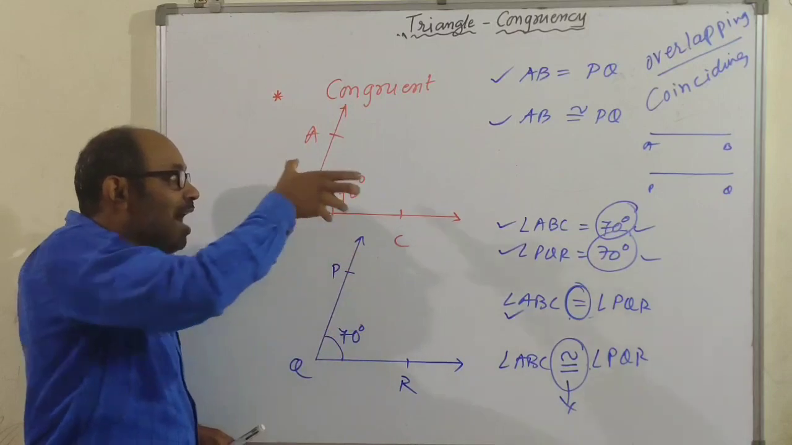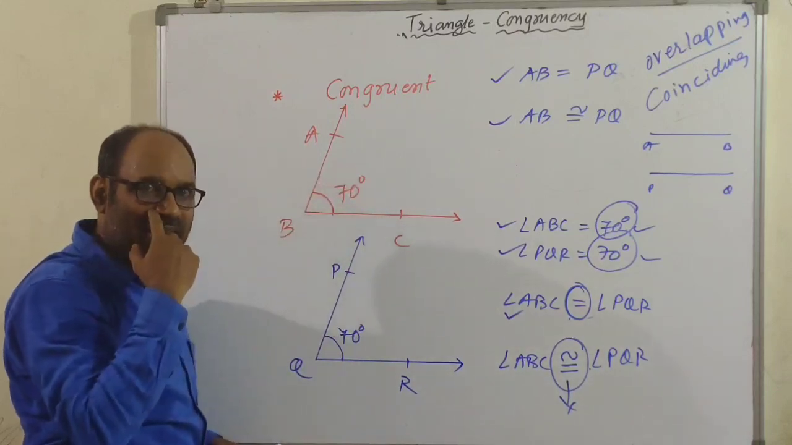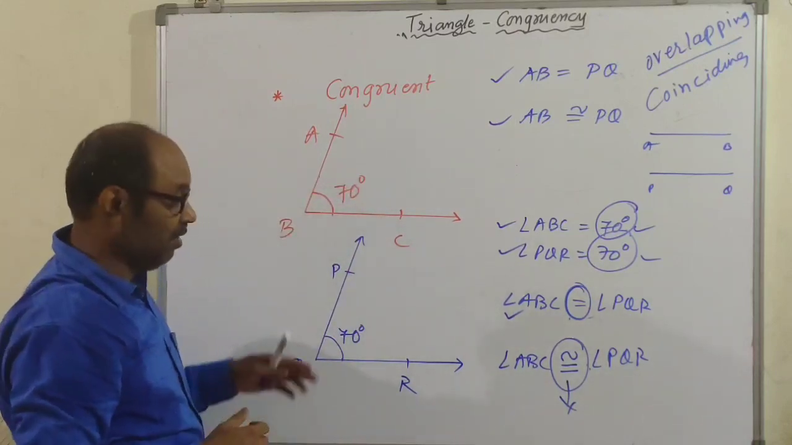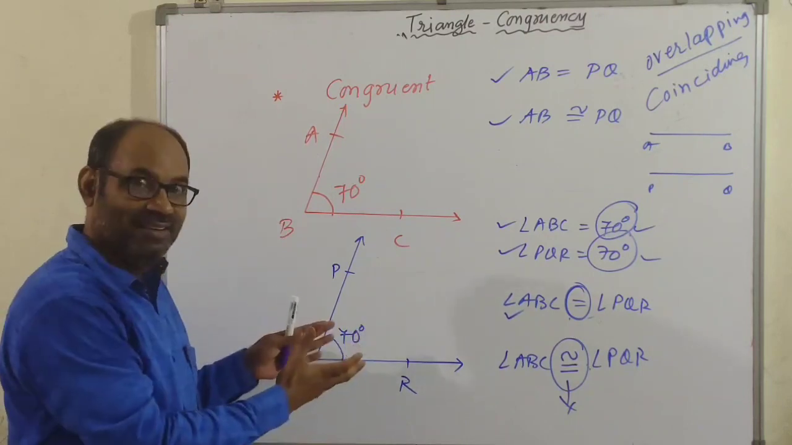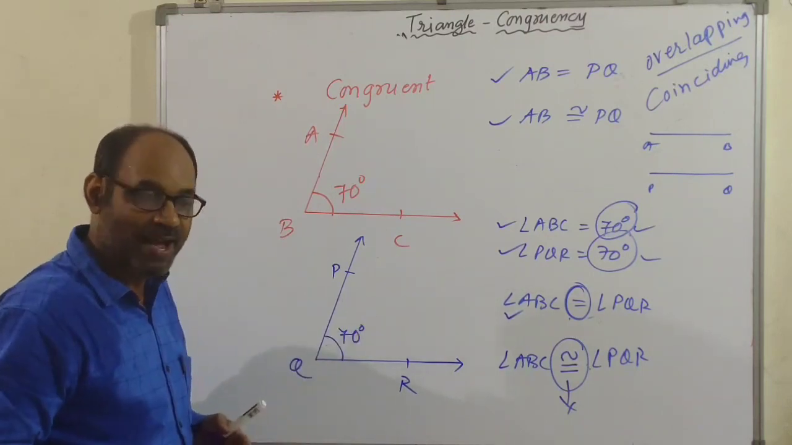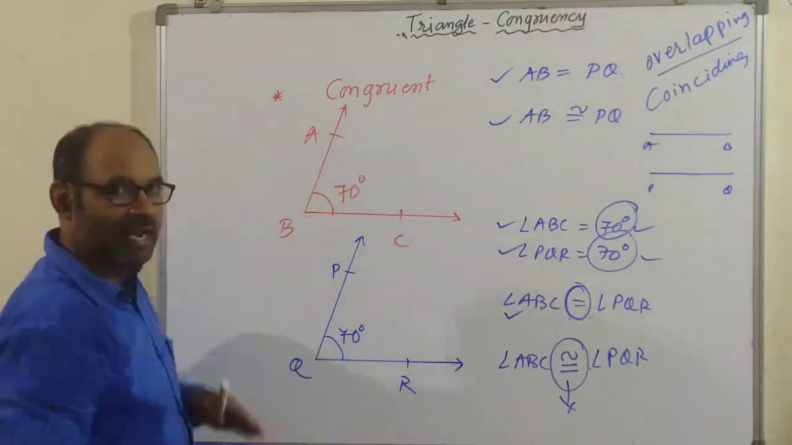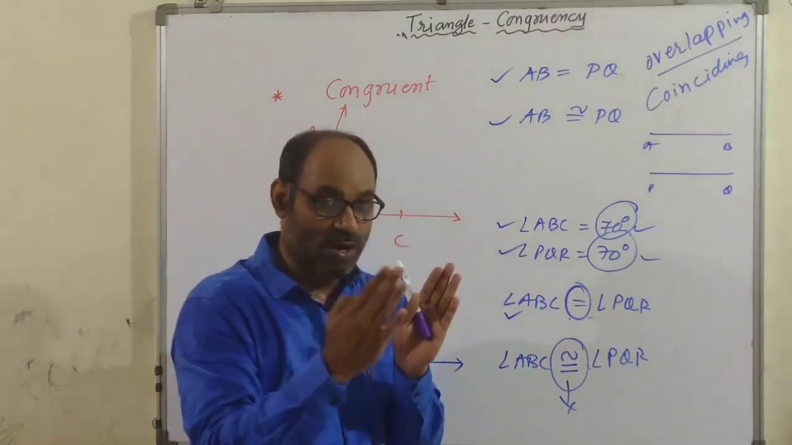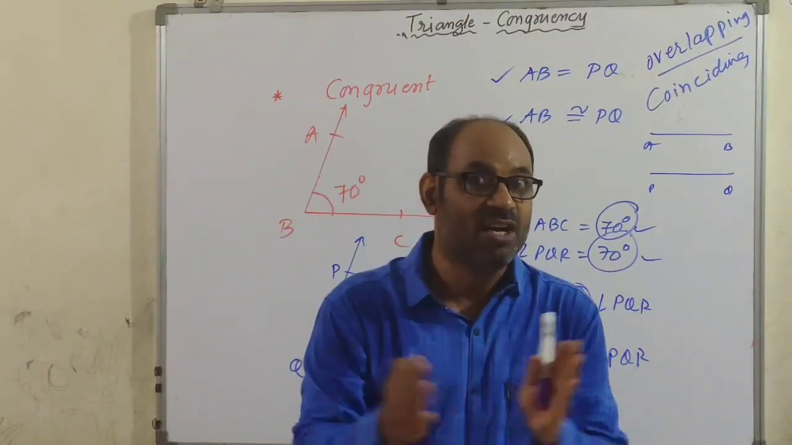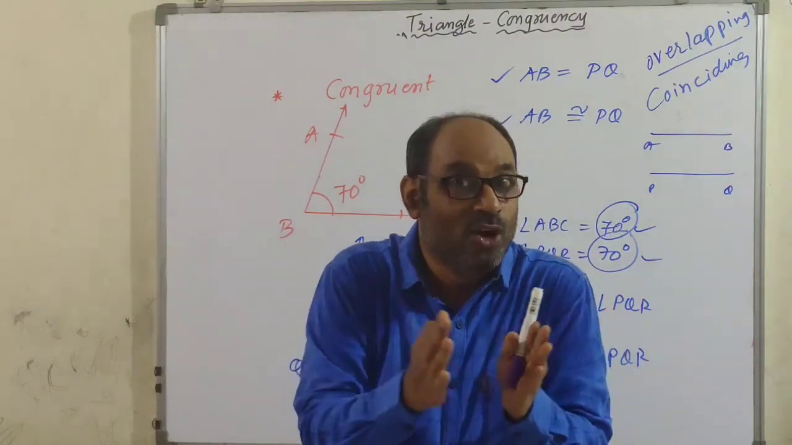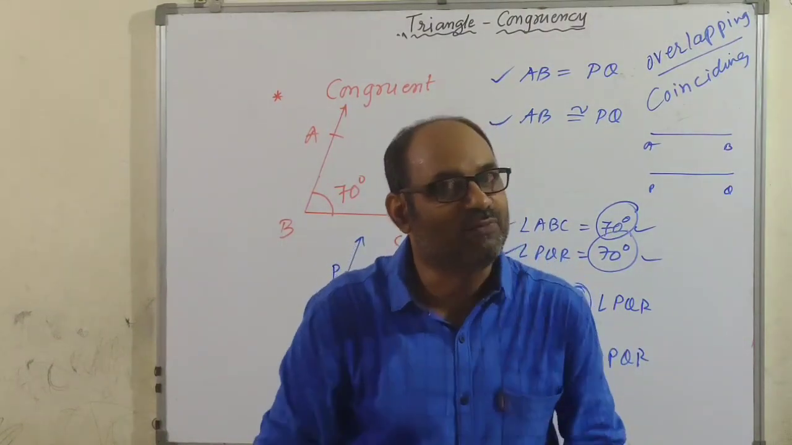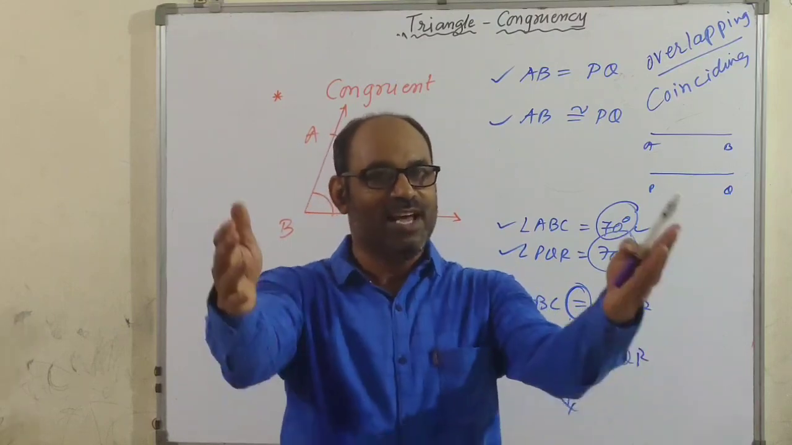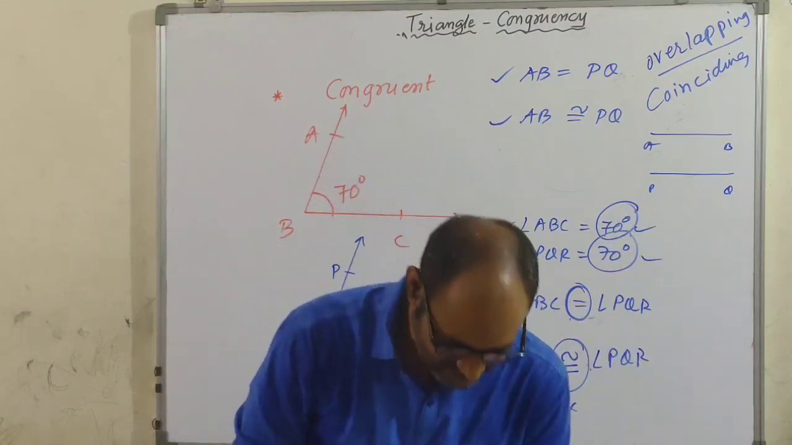Pick it up from here and put it here. Right? By animation that can be done very well. But still, you can imagine, your imagination power will improve there. So exactly it will overlap. So when the two angles have equal measure, the two angles will coincide with each other. And if two angles coincide with each other, they are called congruent angles.